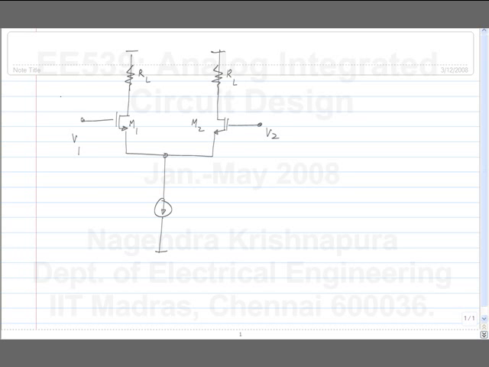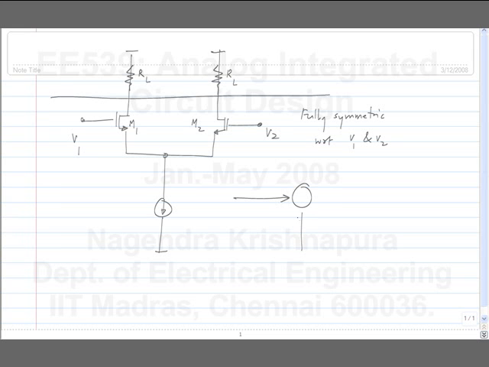So the part below this is fully symmetric with respect to V1 and V2. On the top side, we can have load on only one side like we started off with, or we can put load on both sides. Okay. So now that we have got the circuit, we have to analyze it and see if it works the way we expect it to work.